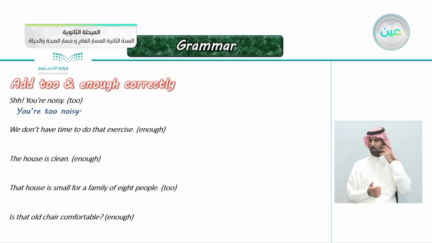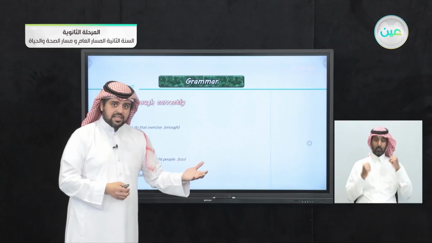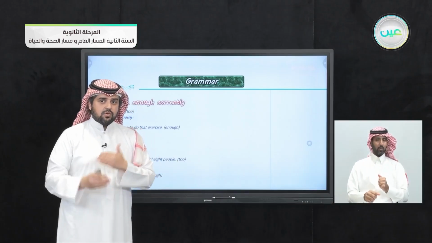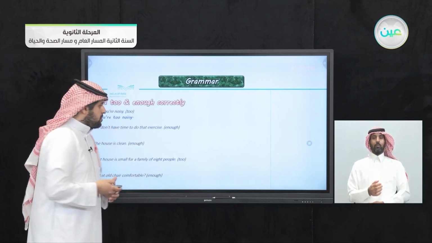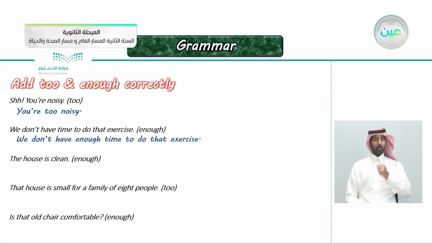The second one: we don't have time to do that exercise, and the word here is "enough". We want to do the exercise, but we don't have time. So where do we put the word "enough"? Very good. We say we don't have enough time, before the noun. We don't have enough time to do that exercise.